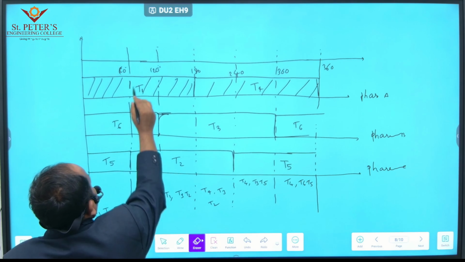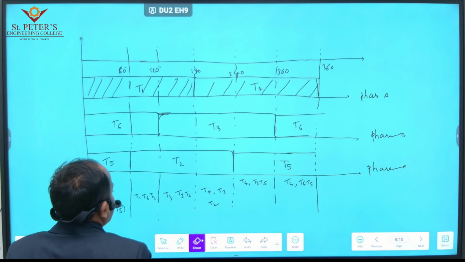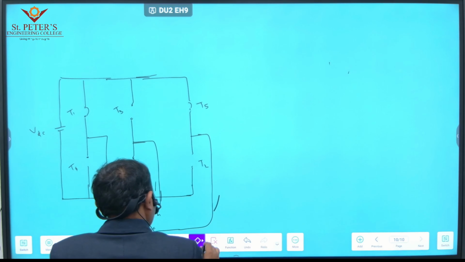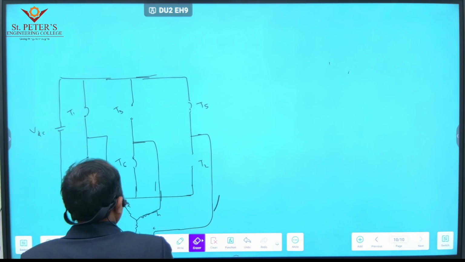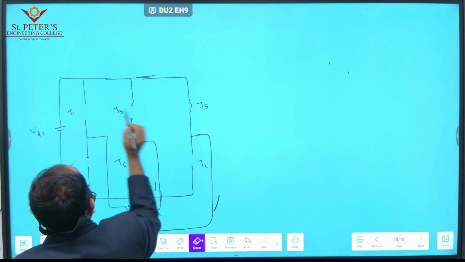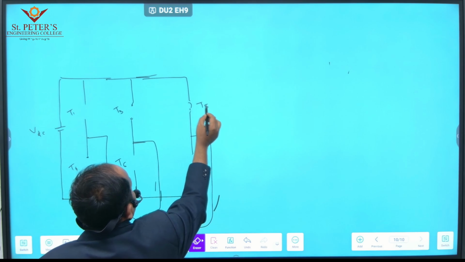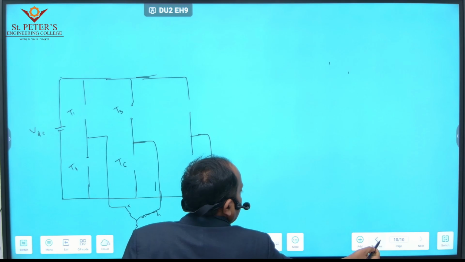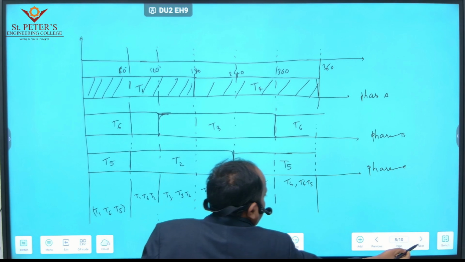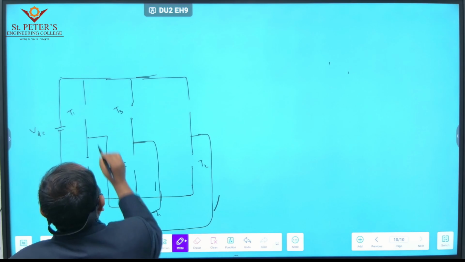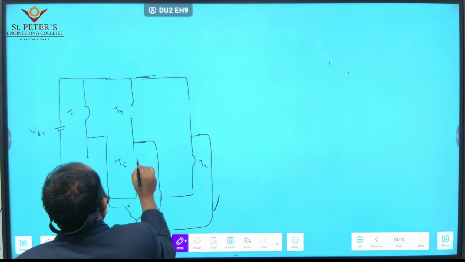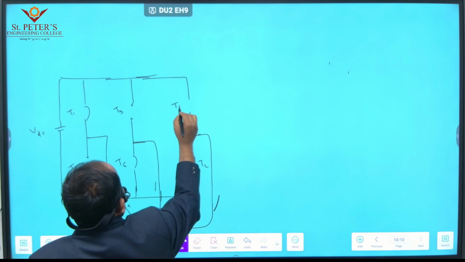Okay, from 60 to 120 degrees, T1, T6, T2 are conducting. So for 60 to 120 degrees, T1 is conducting, with T2 and T6. So T1, T2 and T6 are the conducting thyristors.